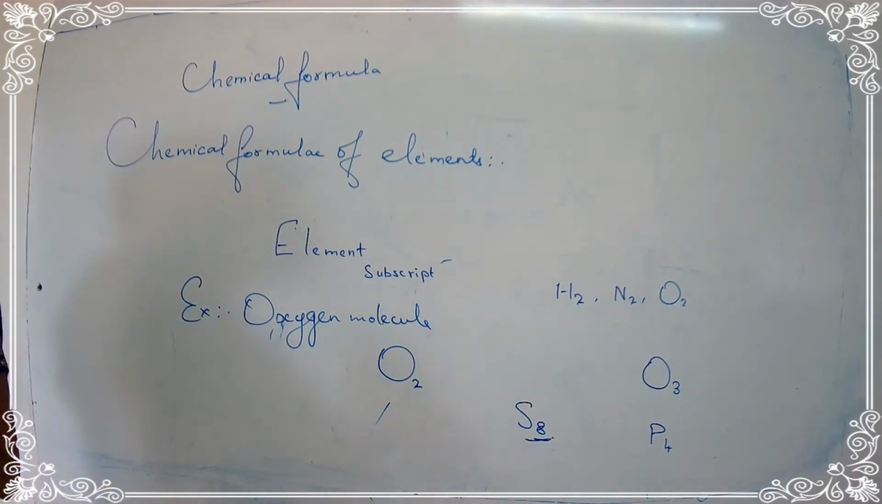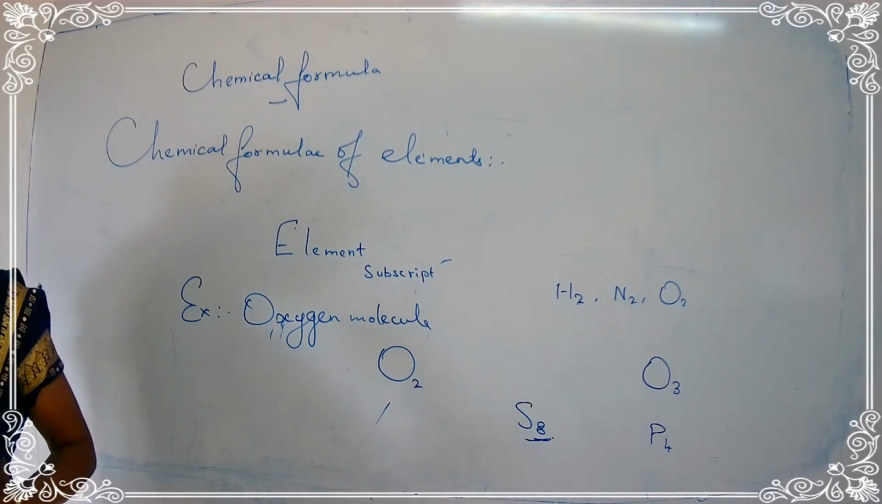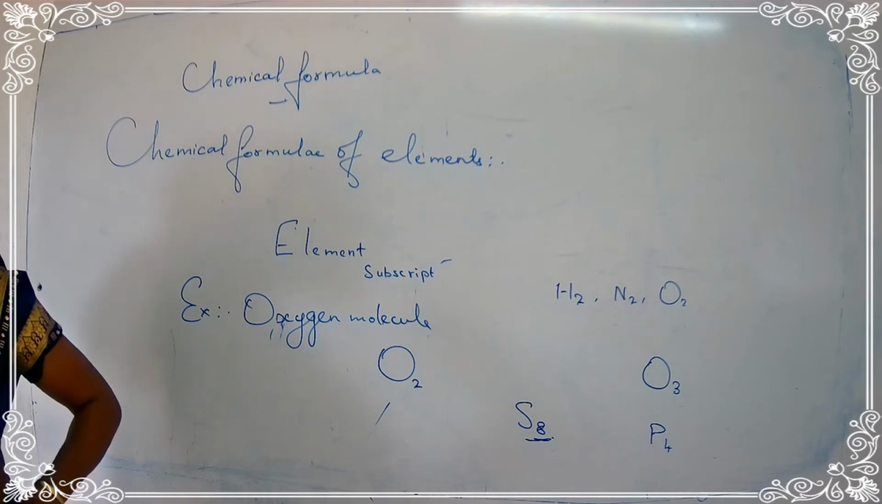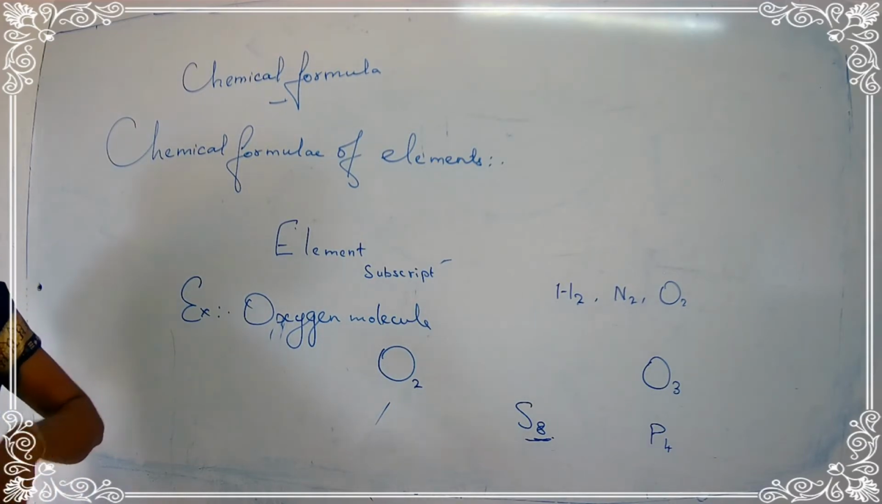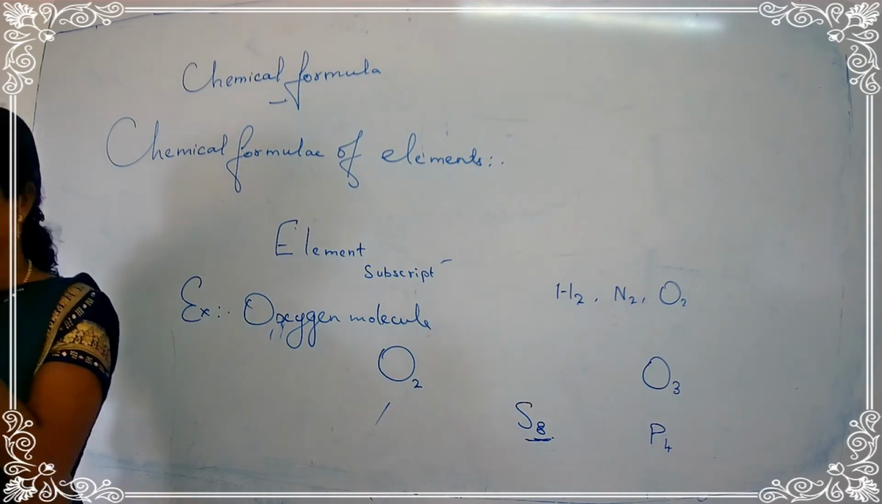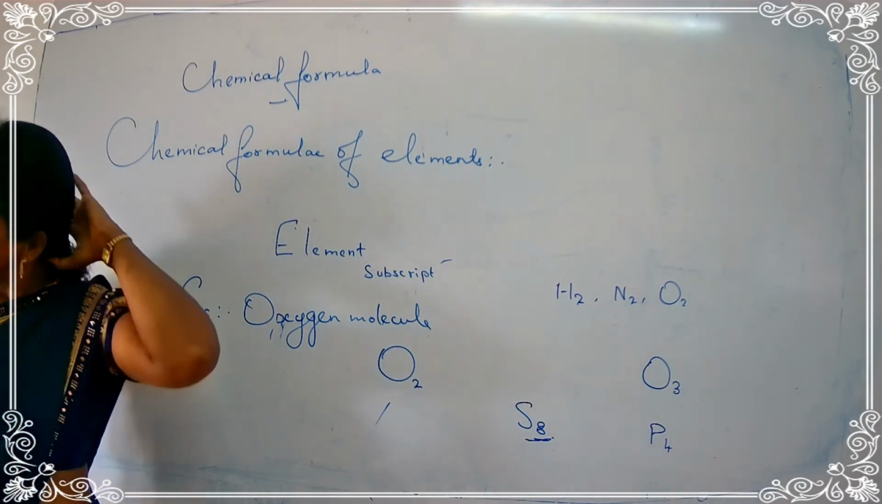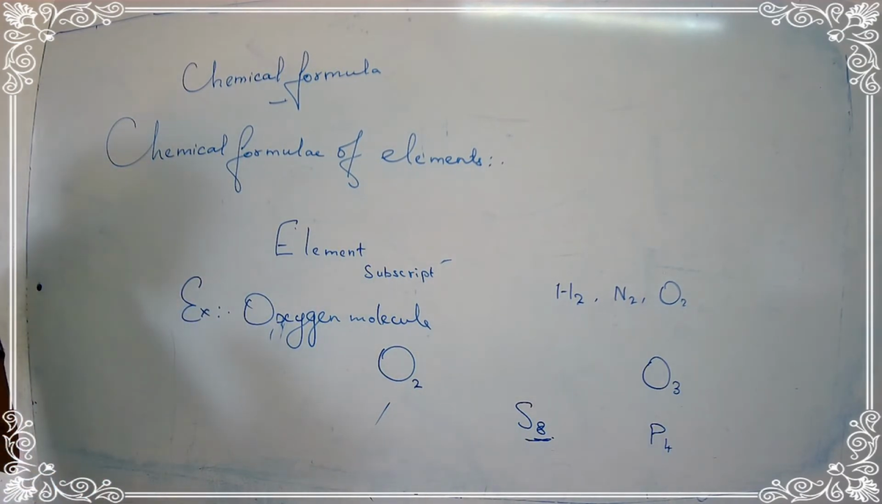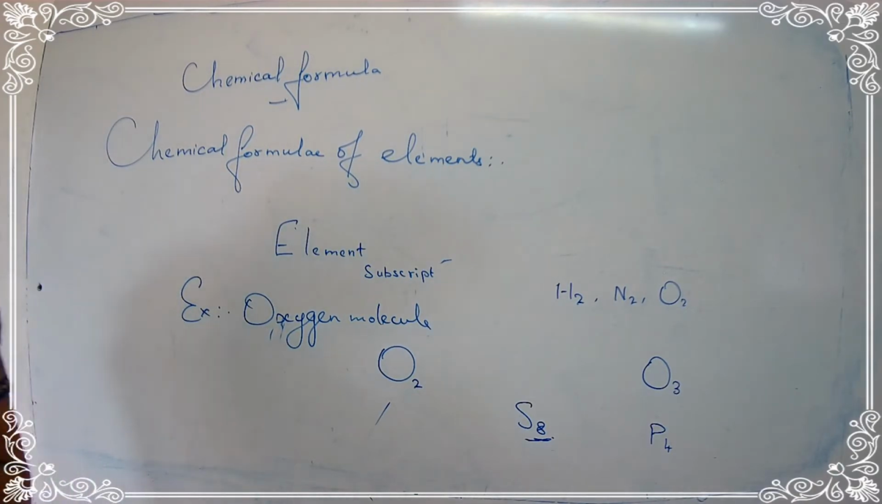Now, till now we studied the formation of the ionic bond, the formation of sodium chloride, and the formation of magnesium oxide. Up to this we have seen. Next we studied the chemical formula also. Now we are going to study the chemical formula of a compound.